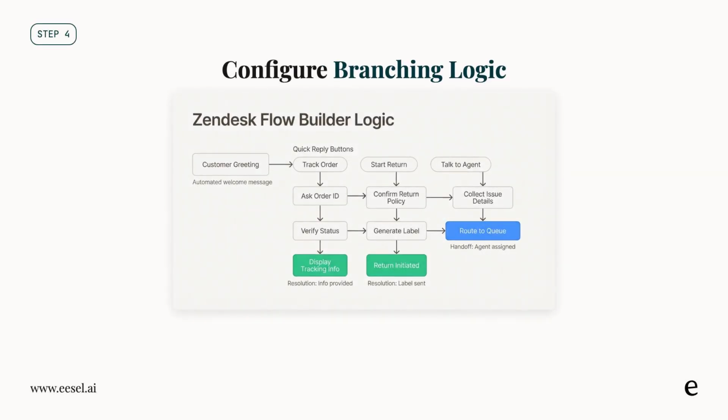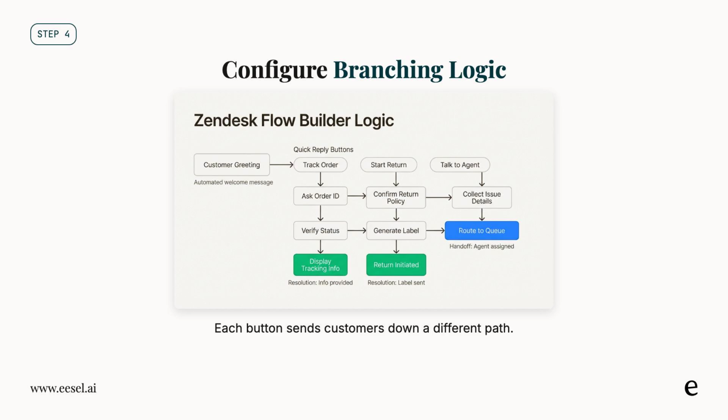Here's where quick replies get powerful. Each button can route customers to a completely different path. Track My Order could surface Help Center articles automatically. I Need a Refund could collect order details and transfer to a human agent. Map out your branches before you build them.